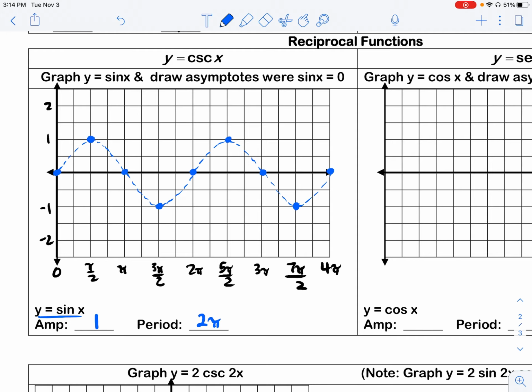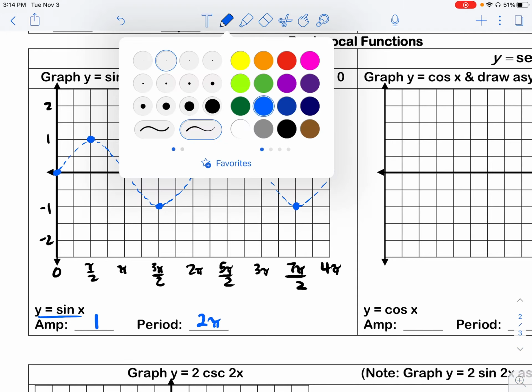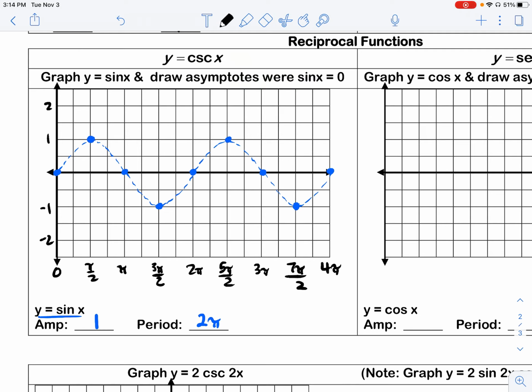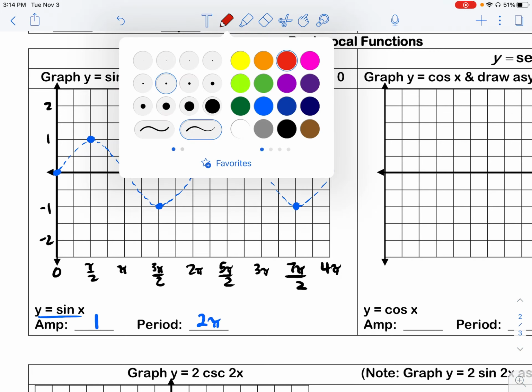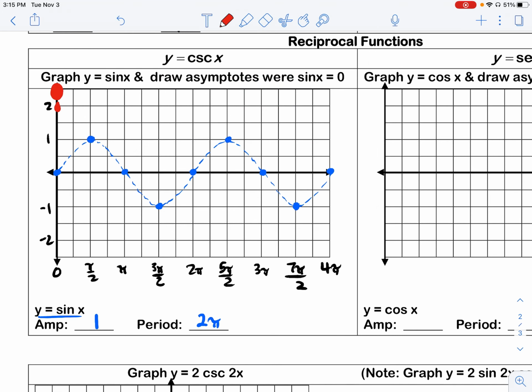And here's what I just need to remember about cosecant. Cosecant is the reciprocal of sine. It's the reciprocal of the outputs of sine. So you could literally just go through these points here and find the reciprocal and graph it. Starting with 0, what is the reciprocal of 0? Well, the reciprocal of 0 is just 1 over 0. So that would actually give me a vertical asymptote. Wherever there was a 0, you can just draw a vertical asymptote there.